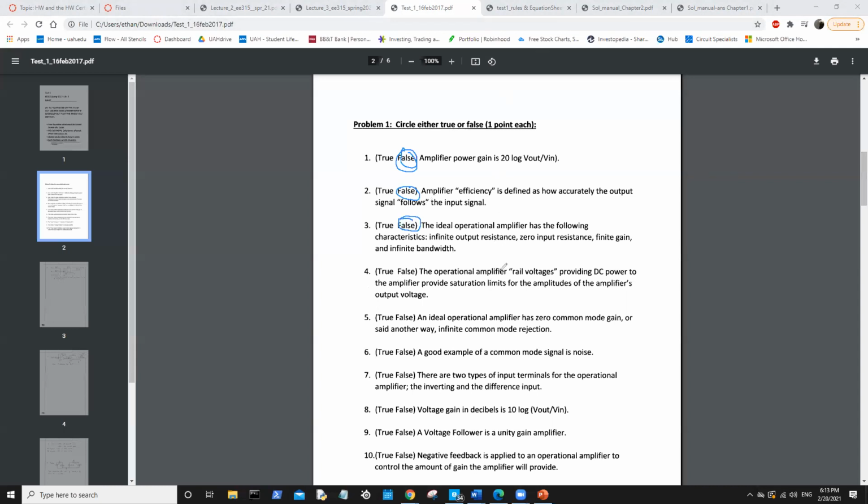Then we have true, false. The operational amplifier rail voltage is providing DC power to the amplifier, provides saturation limits for the amplifier, or for the amplitudes of the amplifier output voltage. So I think this is true because the amplifier can only reach maximum peaks by how much you supply it from those power rail pins. We don't deal with the power rail pins all that often because they're rarely ever drawn, because we just assume that it's ideal, but real ones, they're not ideal. So if you're powering the op amp and you reach your limit and you're drawing the maximum power from your positive negative supplies, then you can't do anything more. It just stops and you'll just have a DC voltage if you keep going higher.